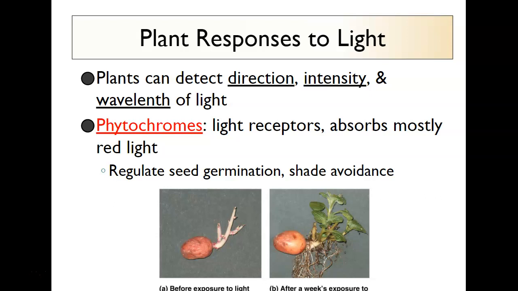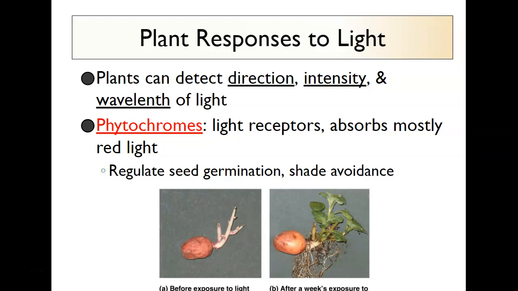So if you expose a seed to light, or you expose, in this case, a potato to light, eventually it will sprout. So essentially you're germinating the plant to grow, because the light is an indicator for, like, let's go photosynthesis.